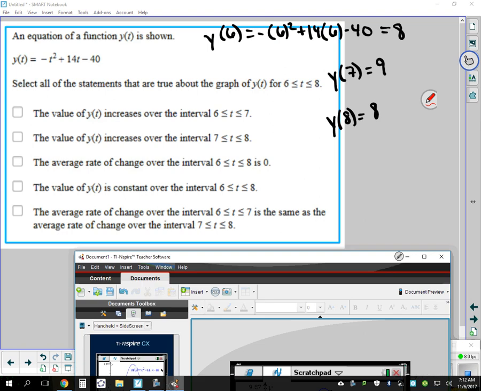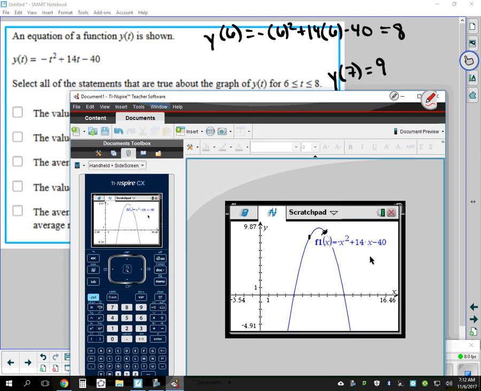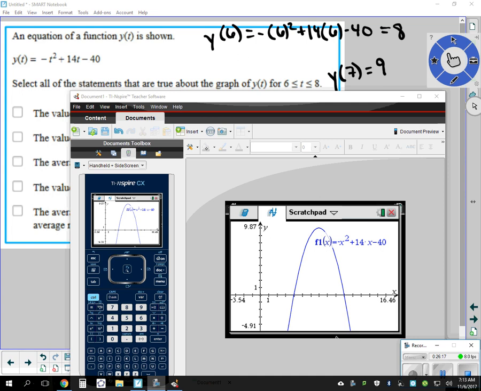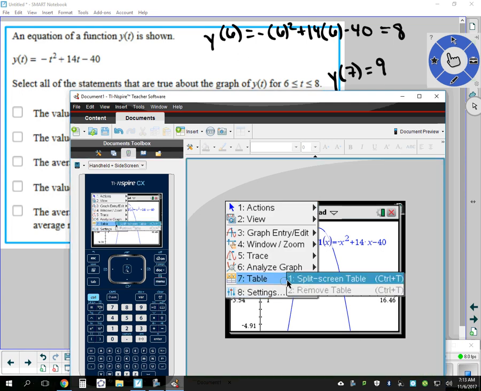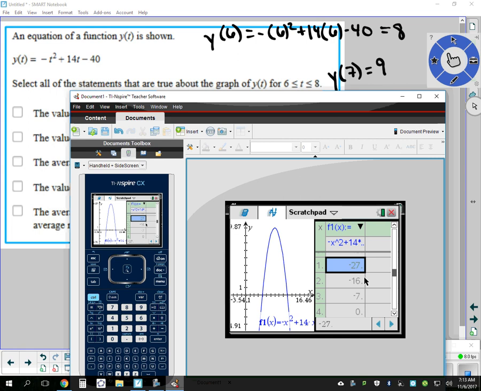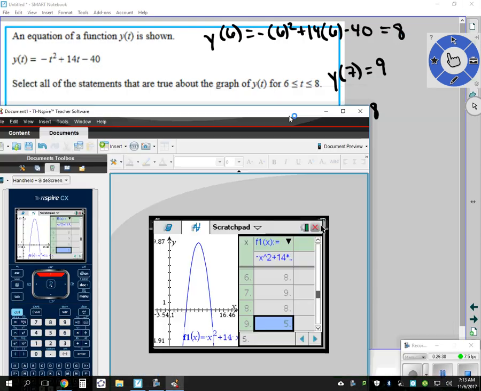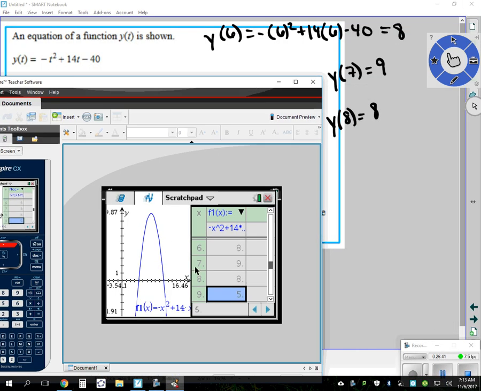Now we could have pulled these values off of our graph, but it was hard for me to see exactly where they were. You could look at a table of these values. Let me get rid of my ink. To look at a table of values on the calculator, you would press menu, table, and then split screen table. When our x was 6, here's your y value, it's 8. When your x was 7, your y value is 9. When your x is 8, your y value was 8. So we actually did not have to go through and calculate. Your calculator is doing this for you, you could have used that table.